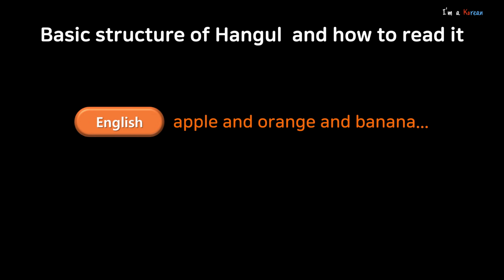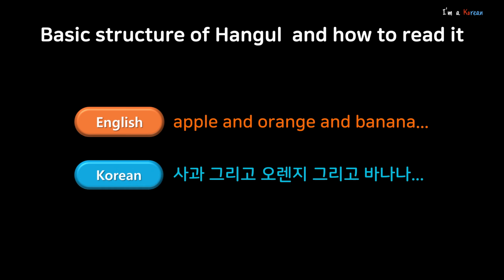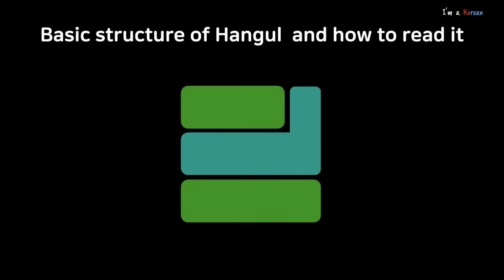Like English, letters are formed by combining consonants and vowels to create sounds, but there is a difference. In English, words are made by arranging letters, whereas in Hangul, letters are created by combining blocks. Let's look at how Hangul letters are structured. Can you see how they are arranged in blocks?